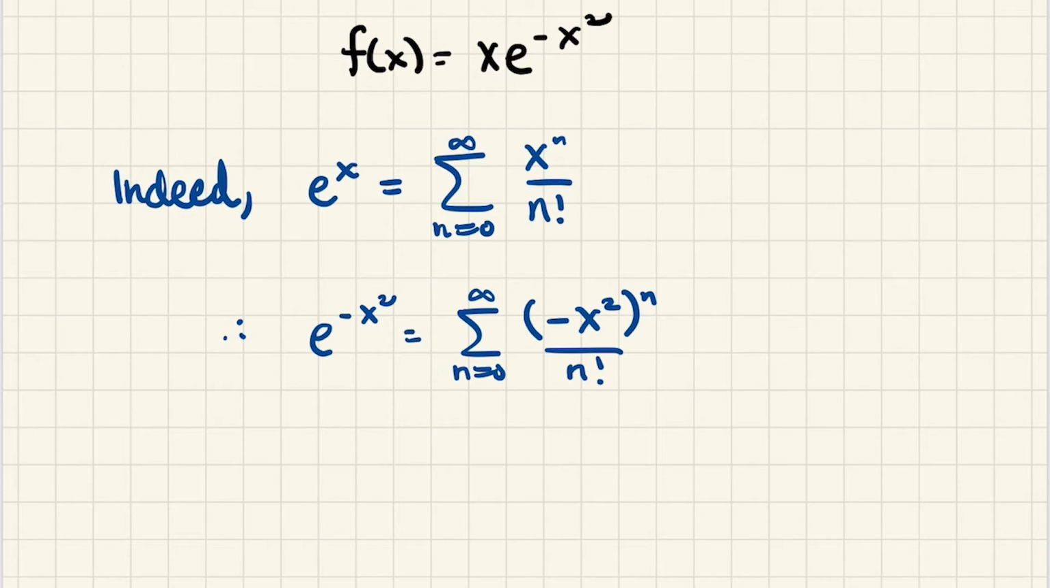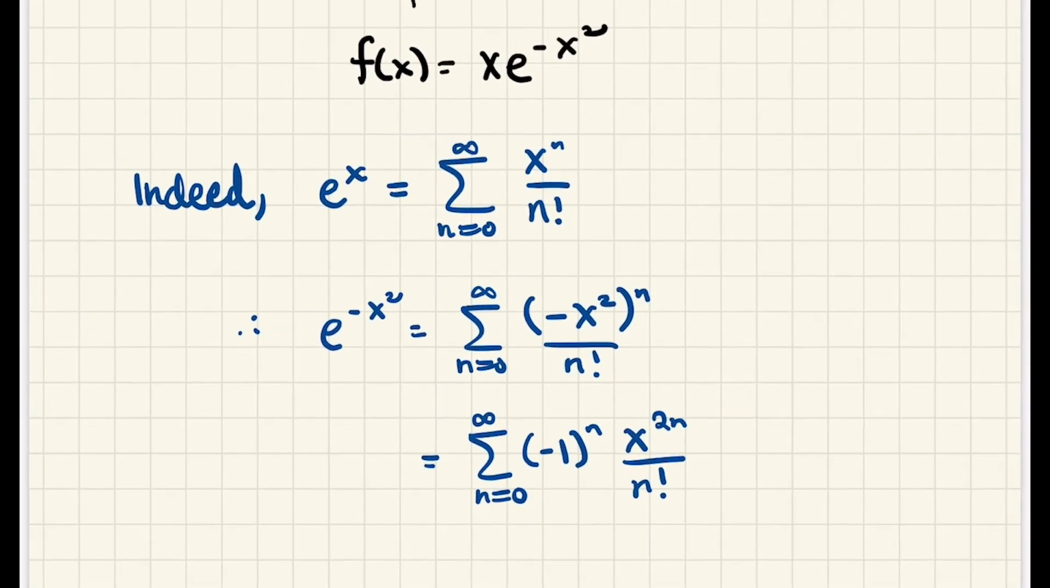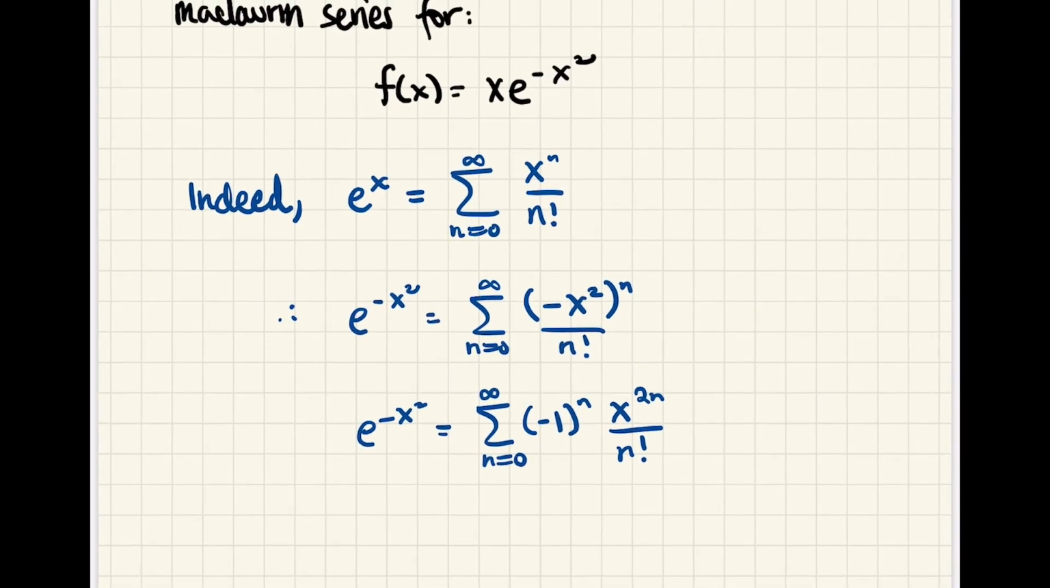And it's that. So before we go and multiply by x, it's a good practice to always distribute exponents into the individual factors. So we never really want to write it like this. We need to write this as negative 1 to the n and then x to the 2n over n factorial. So this is what e to the negative x squared is.